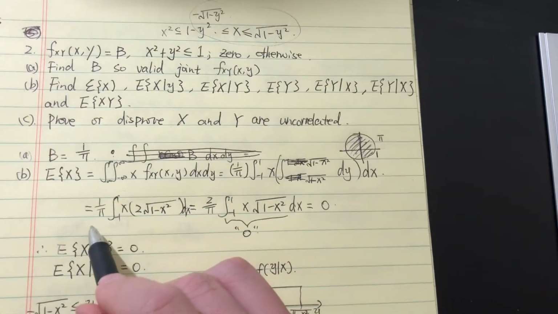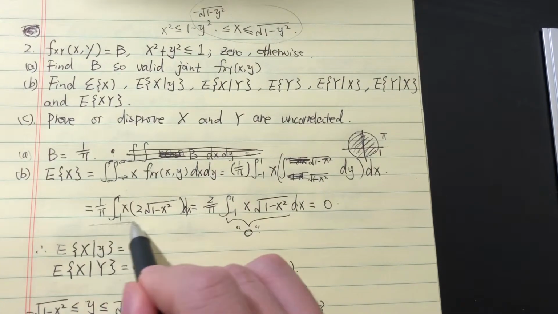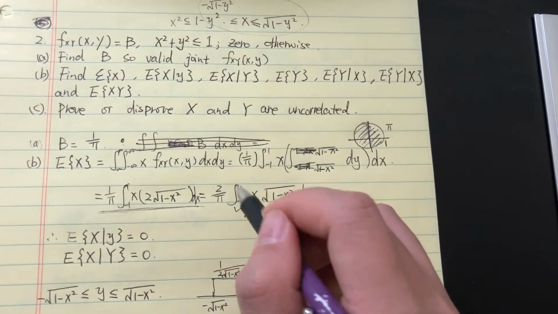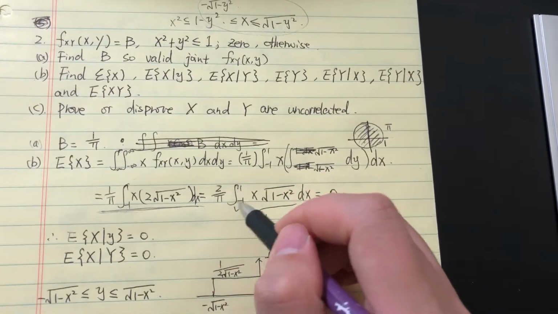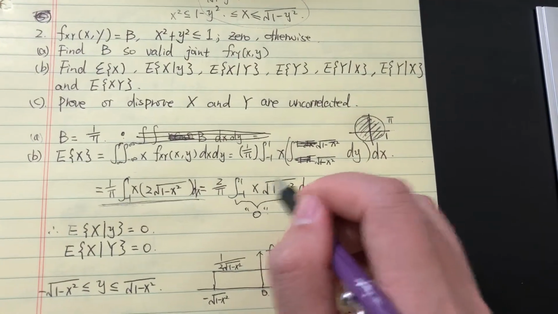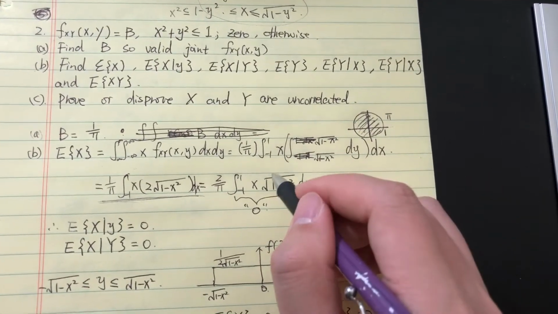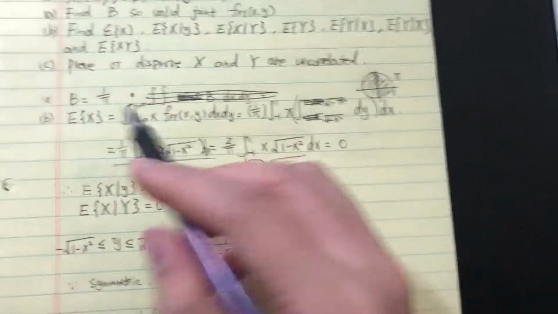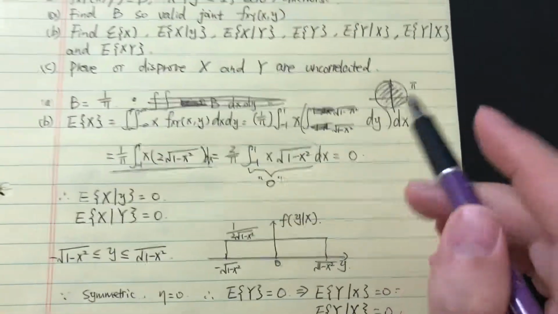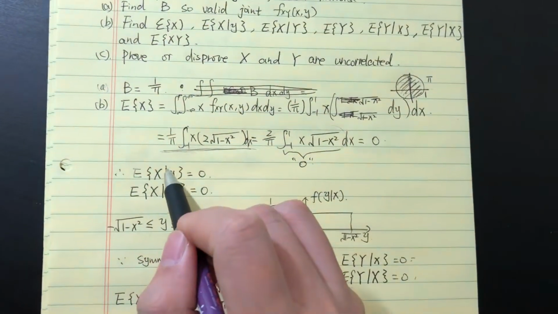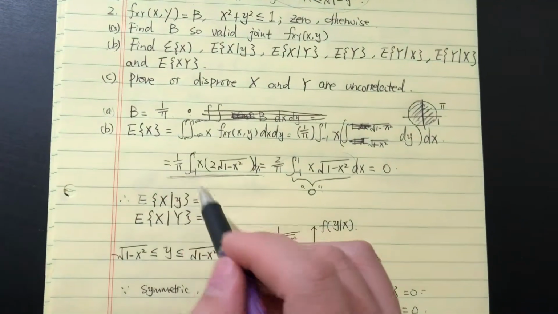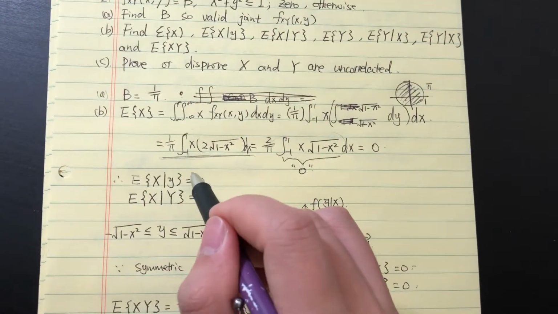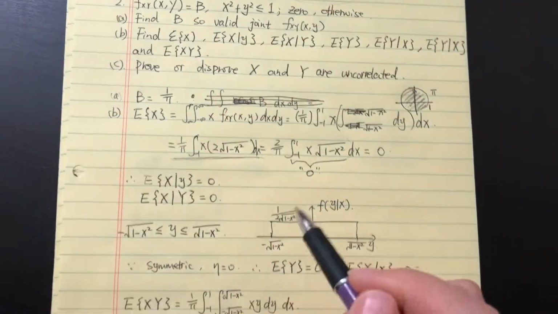So we can get that this one is equal to 2 over pi times the integral from minus 1 to 1 of x times square root of 1 minus x squared. So we can see that this is an odd function, so this part is equal to 0, so E[X] is equal to 0. And similarly, E[X given Y]: because E[X] is equal to 0, this part is 0, and E[X given the big letter Y] is equal to 0.